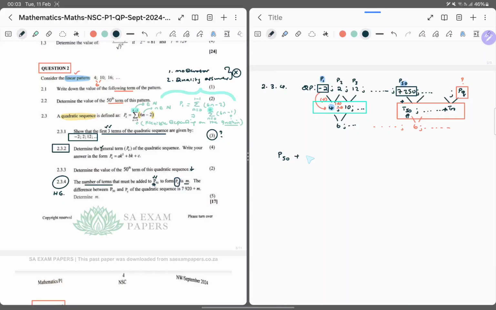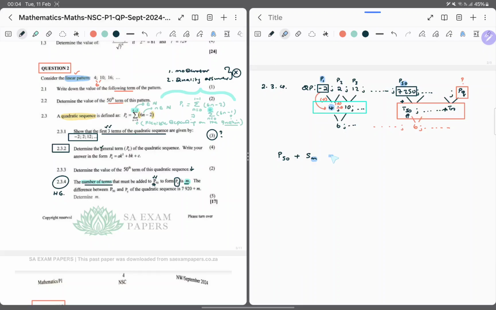P50 plus S sub M. Why are we putting S sub M? Because M is the number of terms here. Remember, M is the number of terms, so this should mean S sub M. And what terms are we talking about? It's going to be the arithmetic series, or the first differences, starting from term 50 of those, because this is what we will add to this P50 to move forward to the next ones.